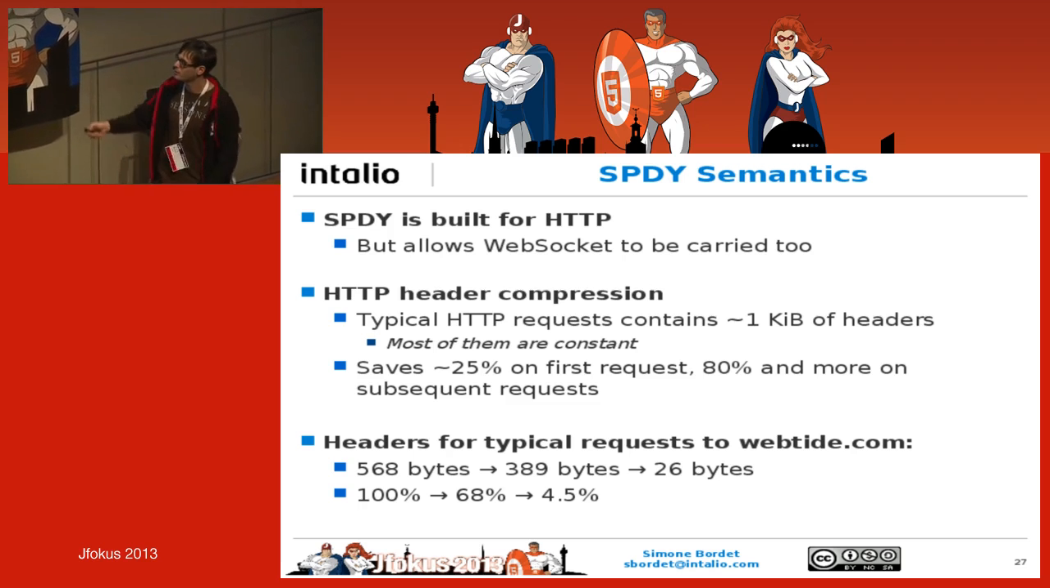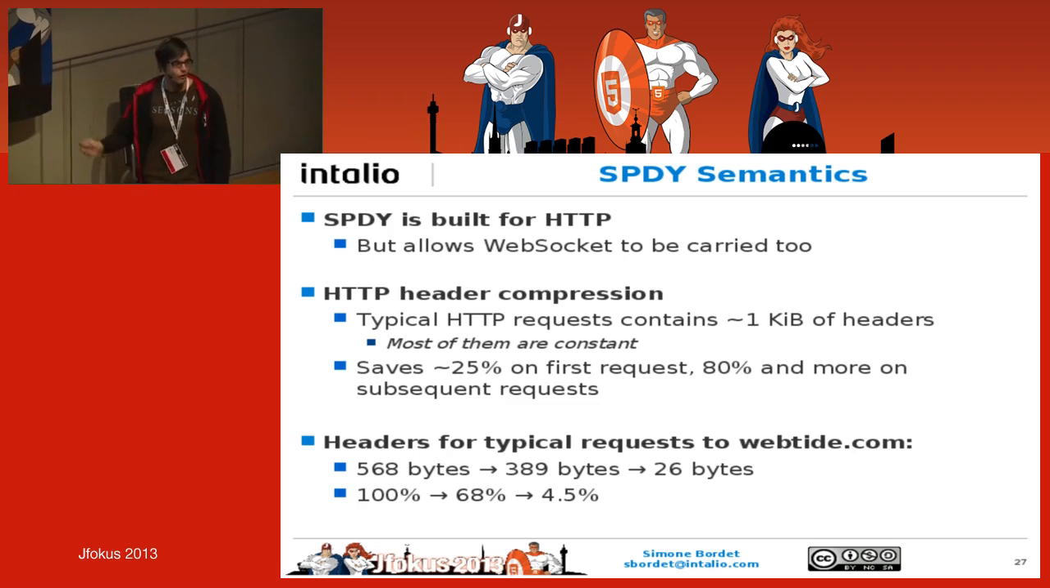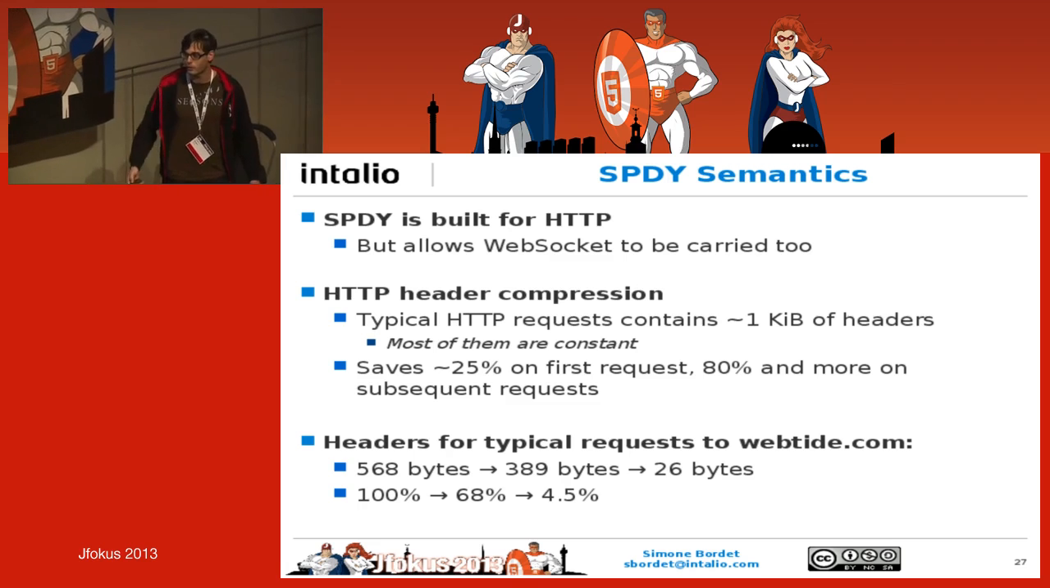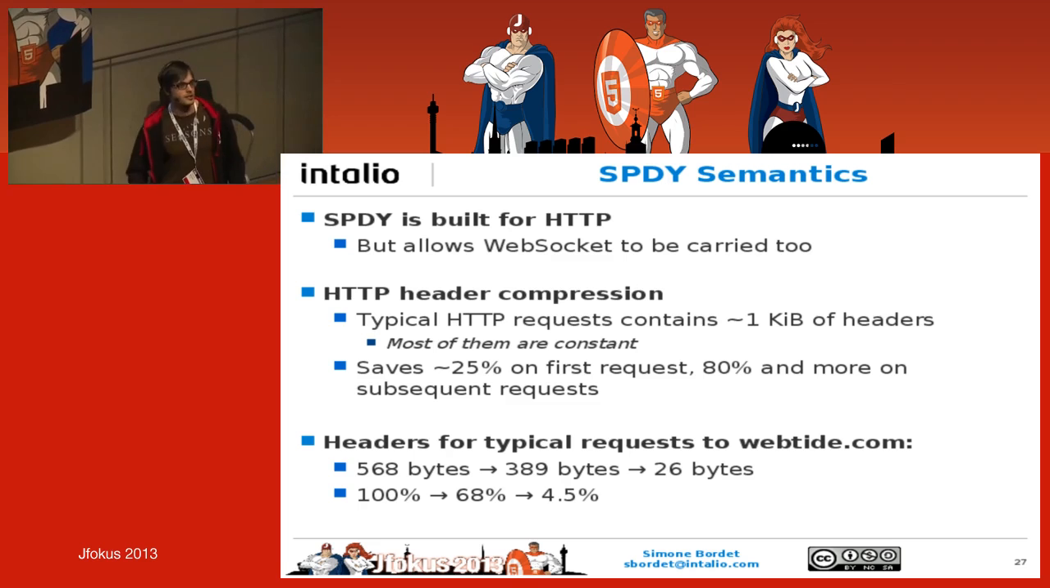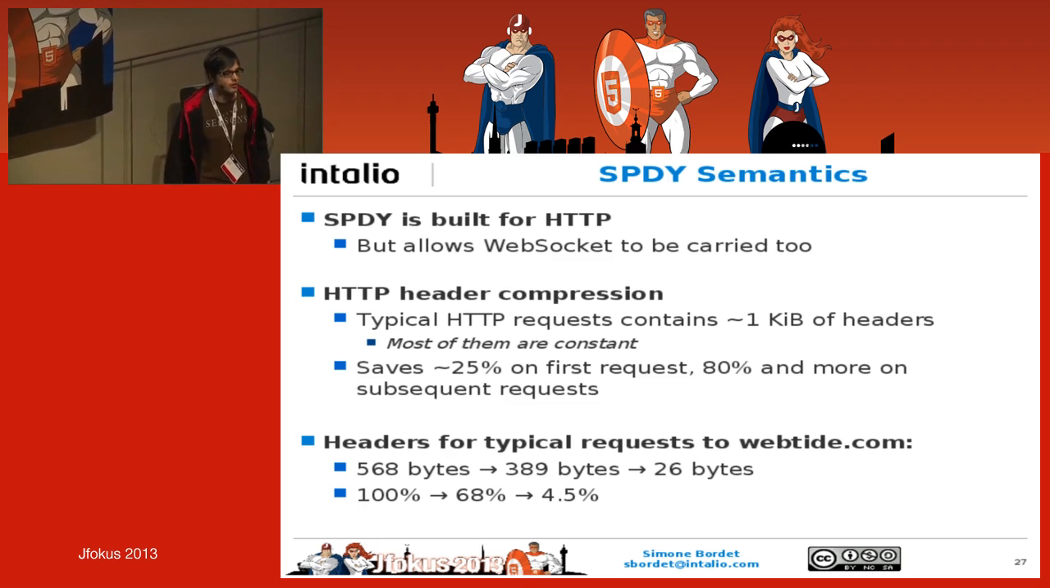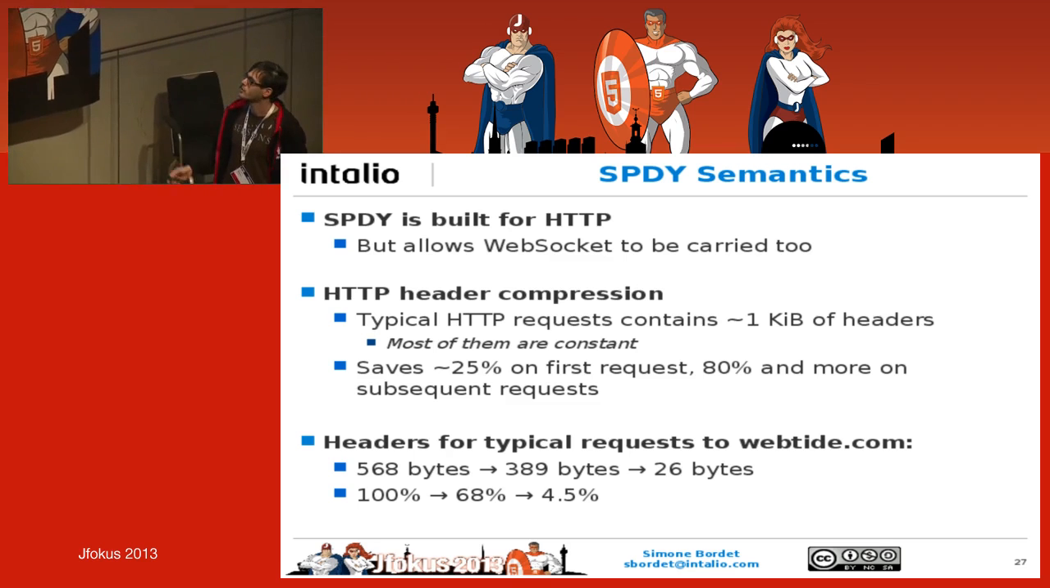I mean, that's a huge improvement. It's 4.5% instead of 100% of data over the wire. And that's for every subsequent request. So the saving is really big. It's especially interesting if you pay for your traffic on Amazon EC2 service or whatsoever, but also for the performance benefits you get.